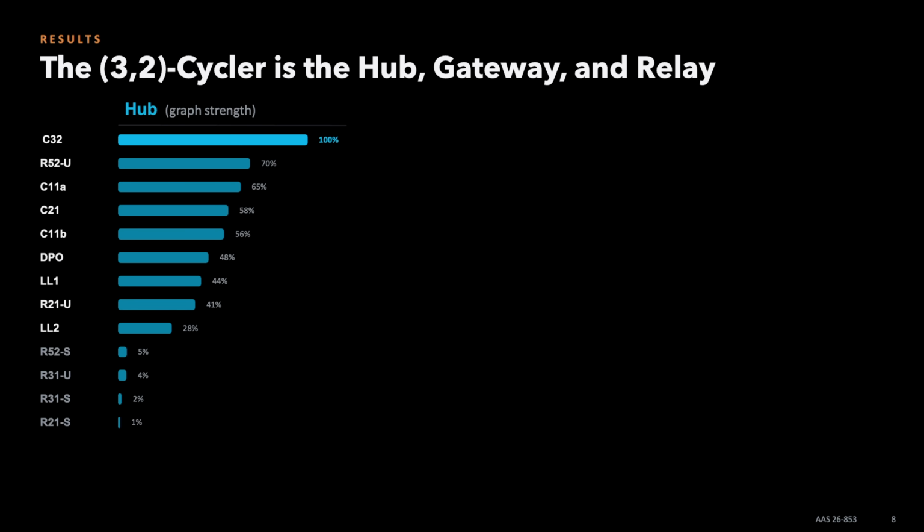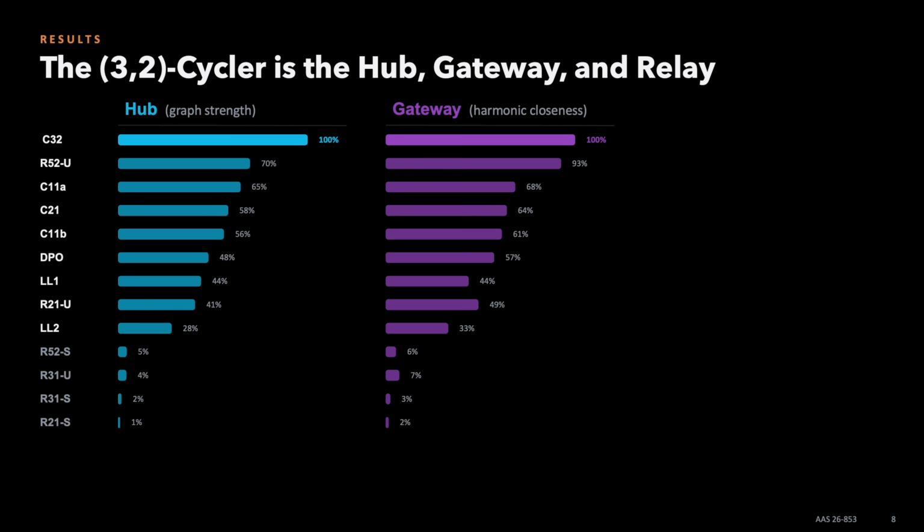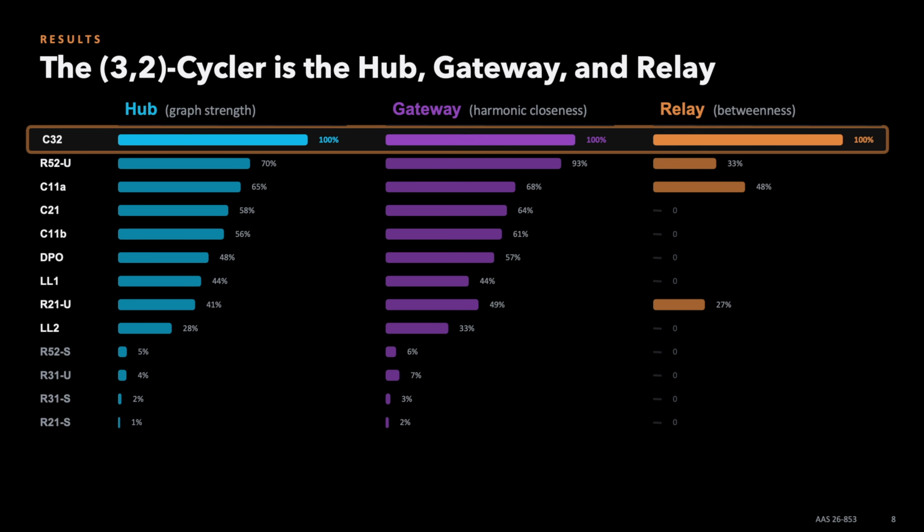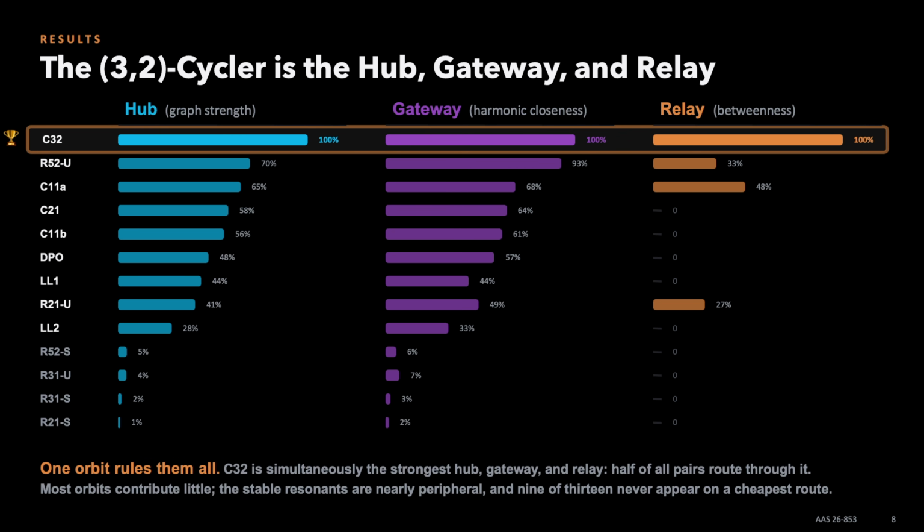Here, each row is one orbit, ordered by rank, and the 3 columns are the 3 roles. Now, if you scan across the top, you're going to see that the 3-2 cycler is right there at the top, ranking first in graph strength, harmonic closeness, and betweenness. So it's simultaneously the strongest hub, gateway, and relay.